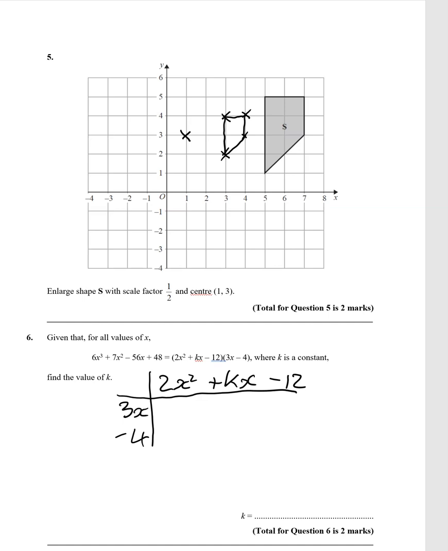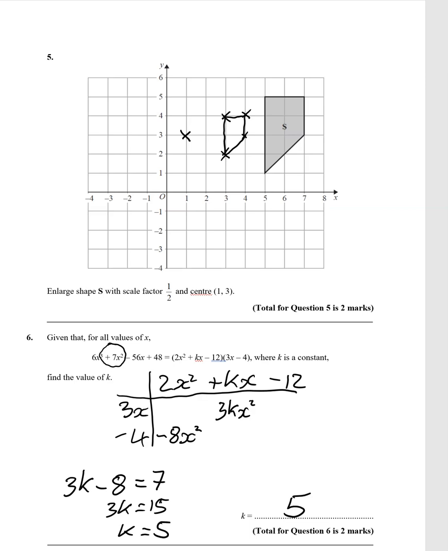Now, if I use the x squared value, I've got to get to 7x squared. Now the x squareds come from doing that times that, which gives me 3kx squared. And the x squareds also come if I multiply those two together, so it gives me minus 8x squared. There's nowhere else on this grid I'm going to get x squareds. So I know that 3k minus 8, in other words, these two coefficients, must equal 7. So 3k is 15, so k is 5.